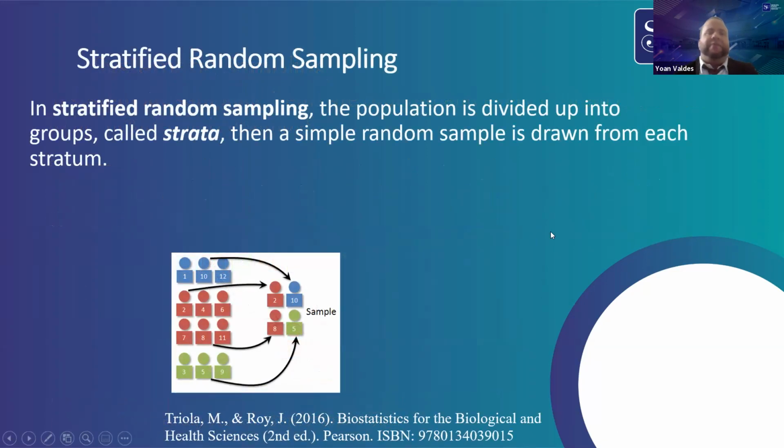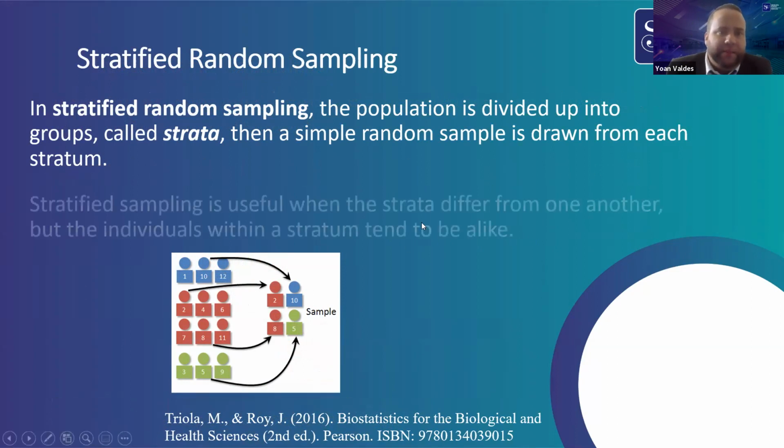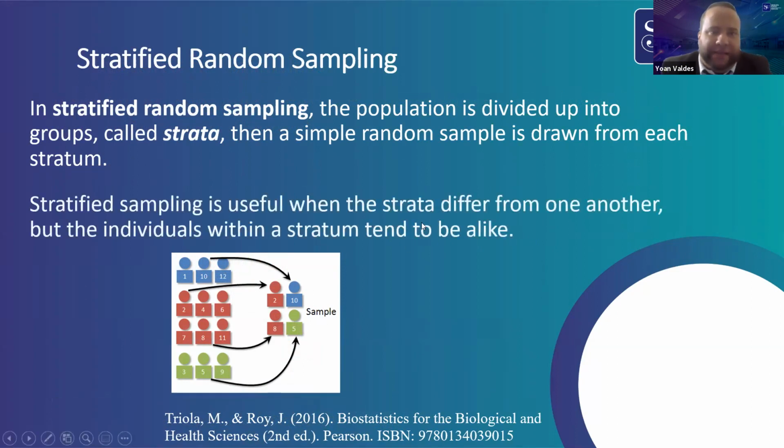Stratified random sampling. The population is divided into groups called strata, and then a simple random sample is drawn from each stratum. Stratified sampling is useful when the strata differ from one another, but the individuals within a stratum tend to be alike.